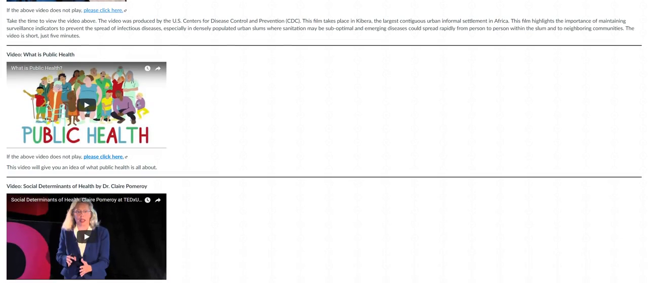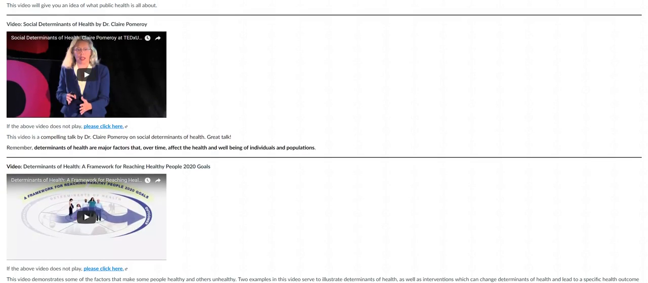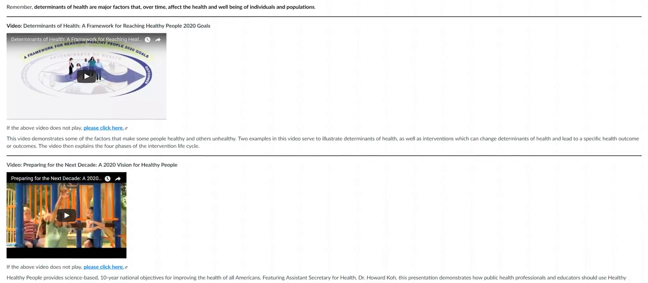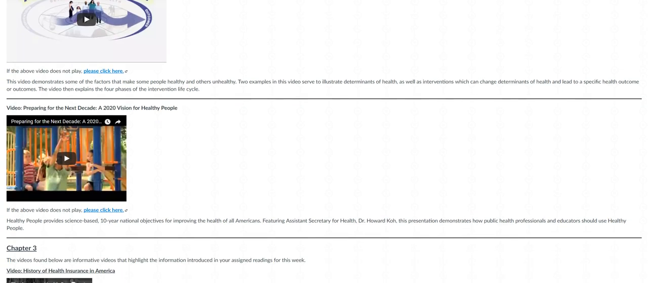Below that video is one titled What is Public Health? Just a general view of what public health is all about. And then there is another video on social determinants of health by Dr. Claire Pomeroy. It's a really great talk on determinants of health and how they affect the health and well-being of individuals and populations. And then the last 2 videos, one is on determinants of health, focusing on Healthy People 2020, and below that is just an overview or the vision for Healthy People 2020.